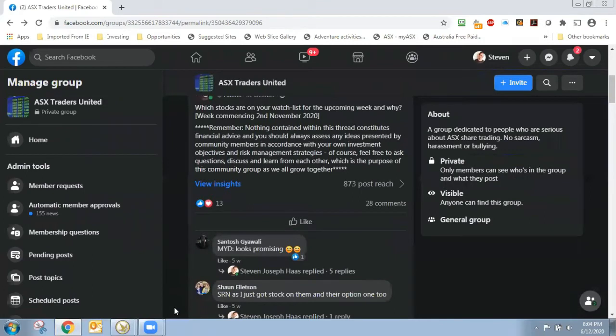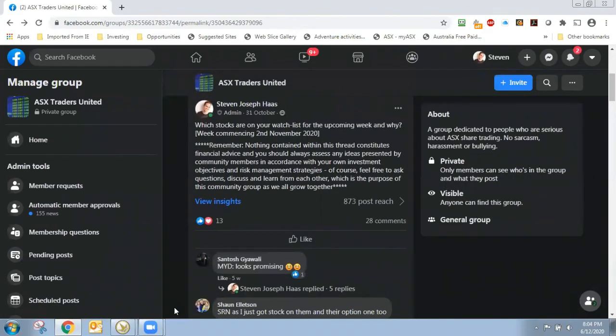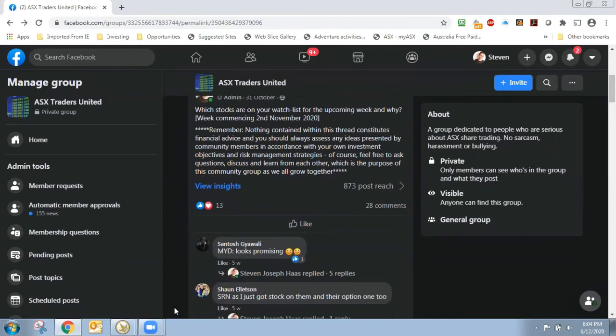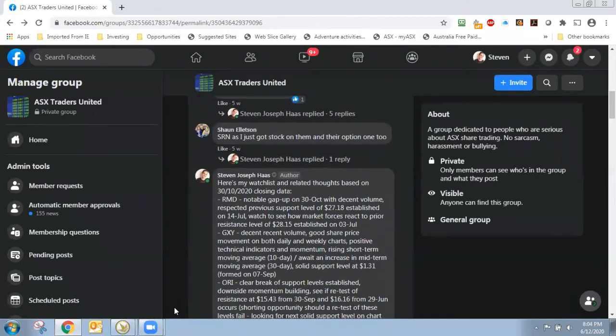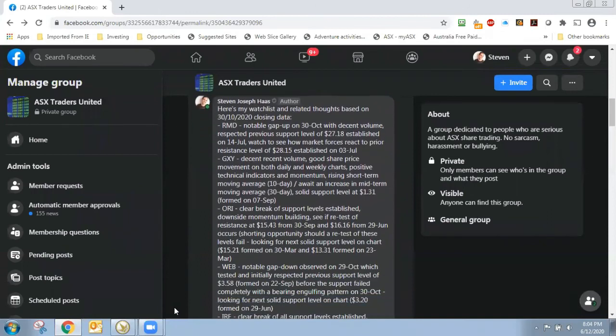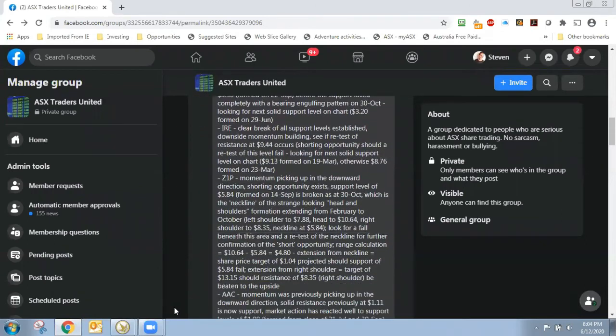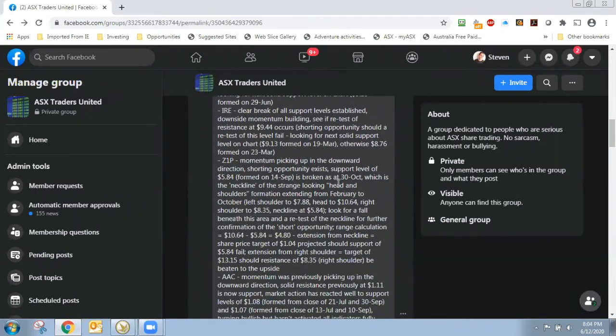There was a watch list discussion in relation to just the general overall week itself. And then ZIP came up as part of my watch list in particular. And if we scroll down through there, I was basically mentioning the momentum was picking up in the downward direction at that point in time. And I gave some of those figures as to where the left shoulder was, the head and the right shoulder, and where the neckline was, and looking for a fall or a retest of that particular neckline and giving the range calculation. So I can show what that was as well.